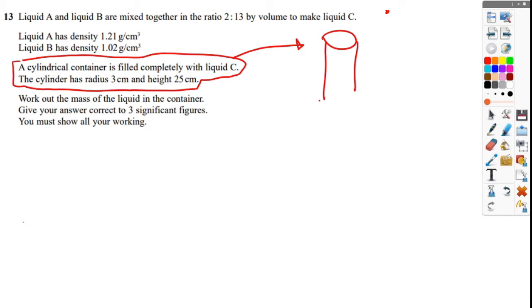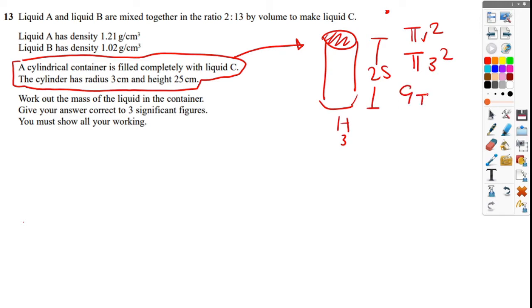So if I do a little sketch of my container, I know it's 25 centimeters in height, and I know it's got a radius of 3. So this is going to be my cross-section times my depth. My cross-section is a circle, which is pi r squared, which turns into pi times 3 squared, which is 9 pi. My depth is 25, so I need to times that by 25. 9 times 25 is 225 pi, which is centimeters cubed.